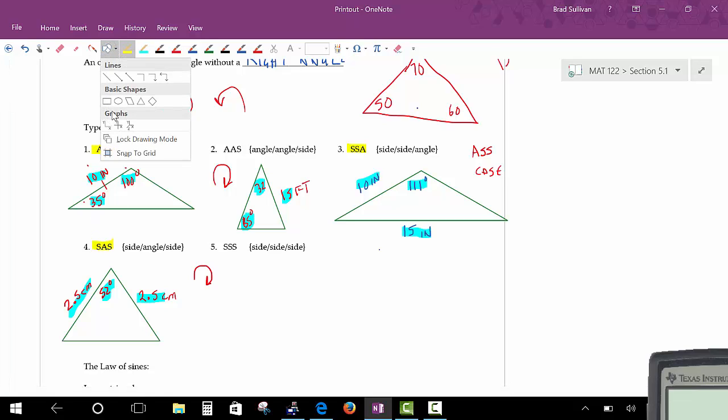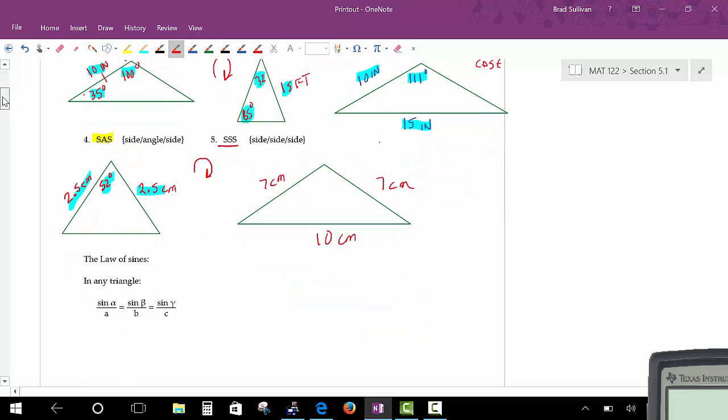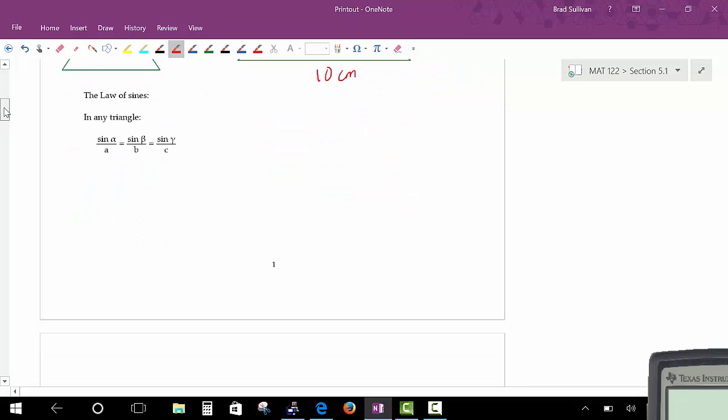All right, then the last thing we're going to look at would be if you knew all of the sides. So for instance, if you knew this was 7 centimeters, this was 7 centimeters, and maybe this was 10 centimeters, that would be known as the side side side case. So one of the things you want to be pretty comfortable with is that you know what each of these cases mean and are able to identify those then.